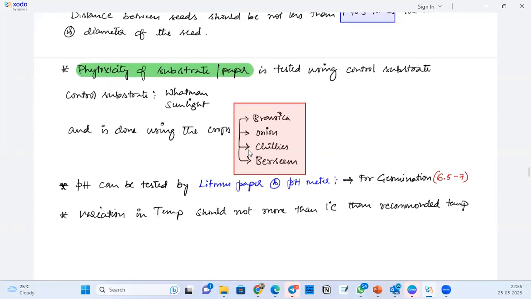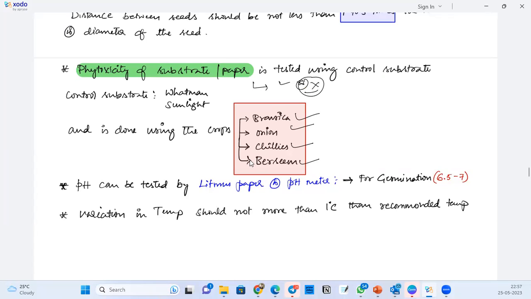So phytotoxicity. If you want to test the phytotoxicity of the substrate or the paper, if I give you one brand of paper and ask you whether it is clean or phytotoxic, how to do it? For this testing, we use certain crops as representatives, which make it very easy and convenient to detect phytotoxicity if it is present in the paper. These are the representative crops, which give visible symptoms on the paper, so that we can immediately decide whether the paper we are using is phytotoxic or clean.